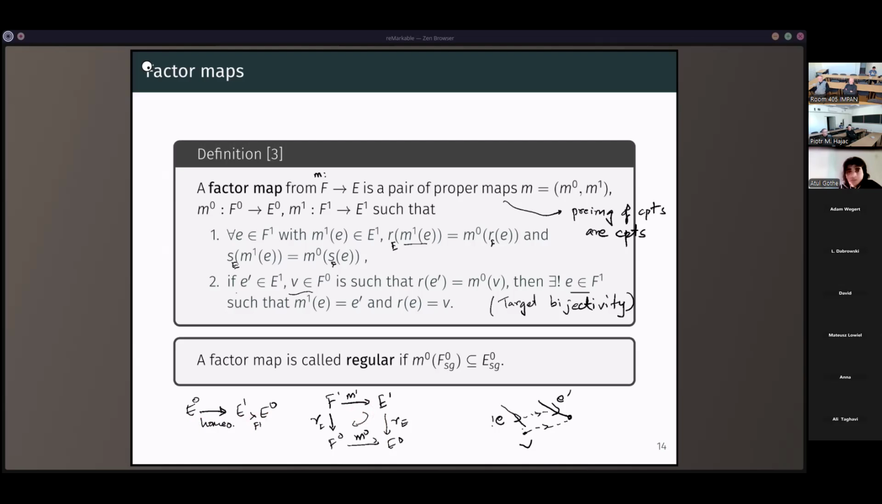I'm confused. Why E0? F1 should be homeomorphic with this. Oh, sorry. Yeah, not on the pushout, but on the pullbacks. And then you have F0 and F1, yes.